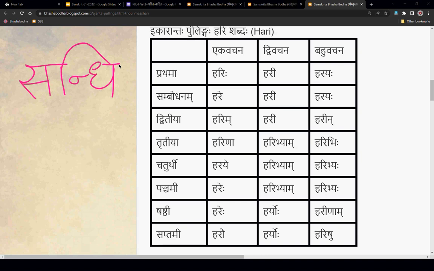Sandhi, Sandhayaha. Meaning of Sandhi? Sandhi is conjugation? Just a joint, a simple joint. A joint like the elbow joint or knee joint, any joint. It can be any joint. In a chair, the chair parts are joined. Any joint.